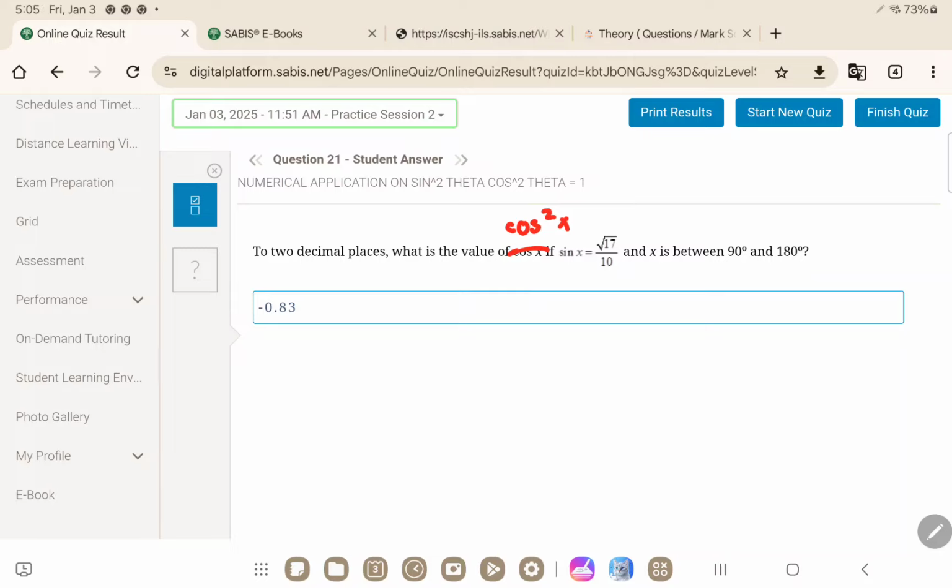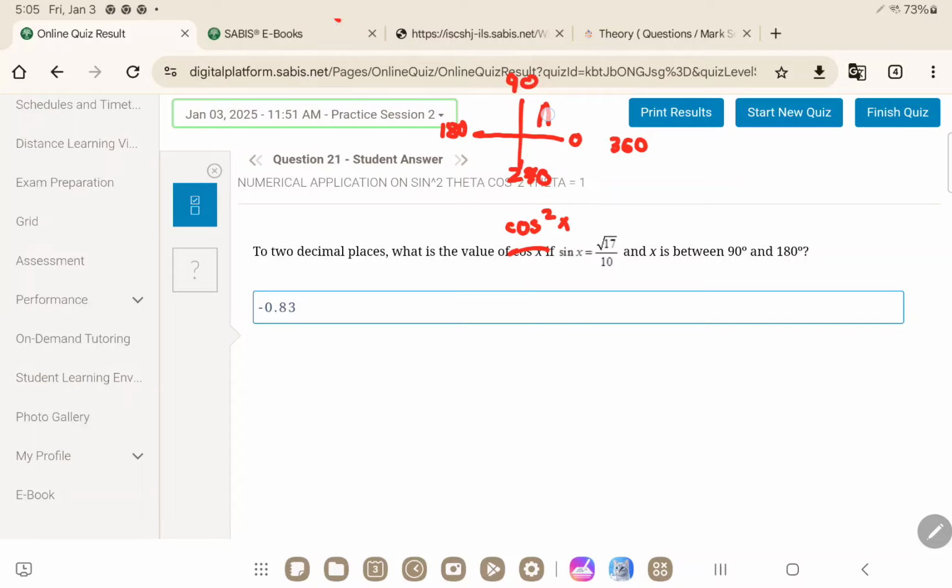First of all, we need to understand what it means when they tell us x is between 90 and 180. So here's 0, here's 90, here's 180, and here's 270. And here's 360 again. So it's between 90 and 180.